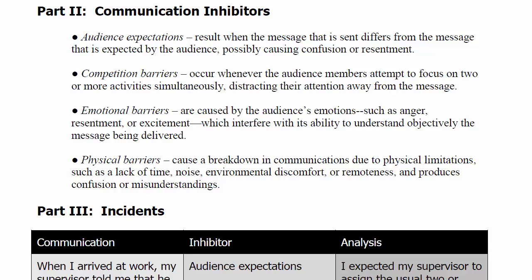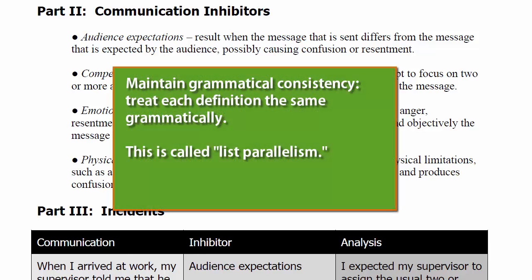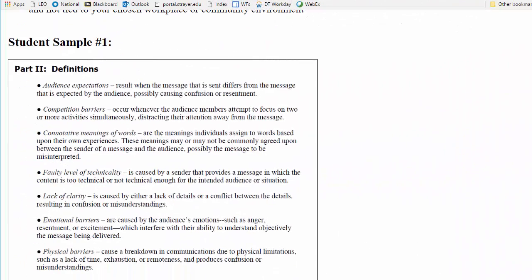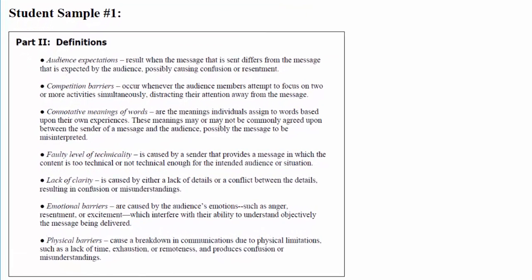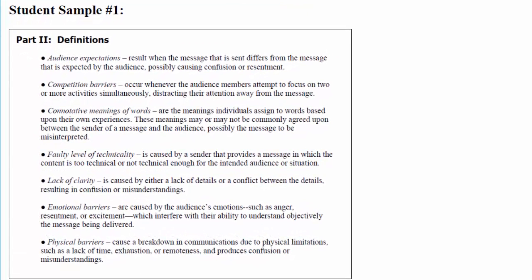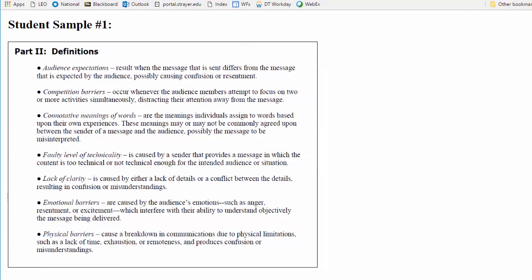That's only one way to organize this list. The important thing when you're organizing your list is to treat each definition the same grammatically. Let me show you what I mean by that. Here are some other student samples. Again, you see up here at the top in the first one, we have that subject-predicate type of format. The audience expectations, the name of the inhibitor, becomes the subject of the sentence, result when the message that is sent. Now, that is not the only type of pattern that you can use.